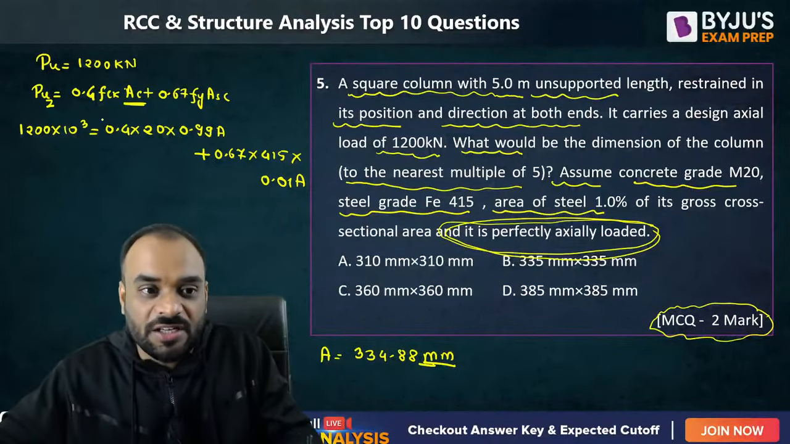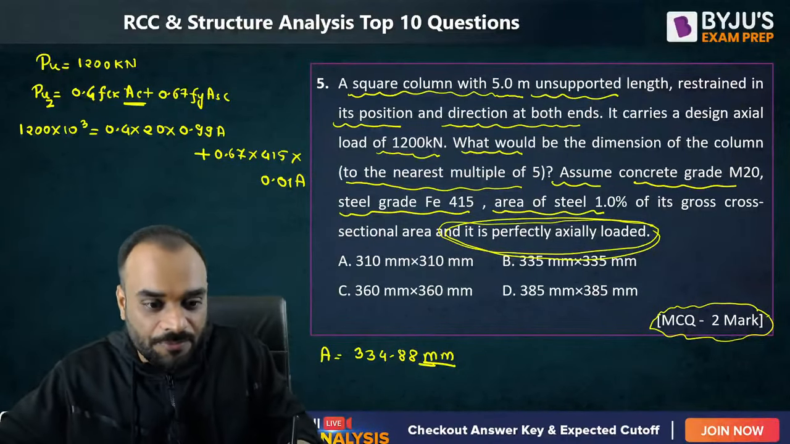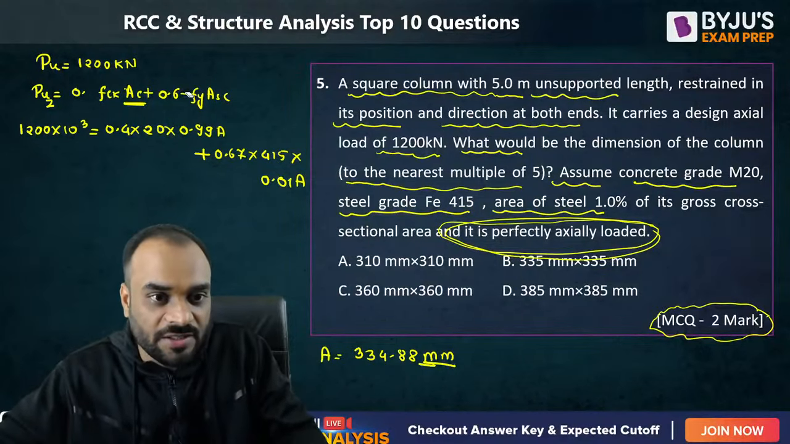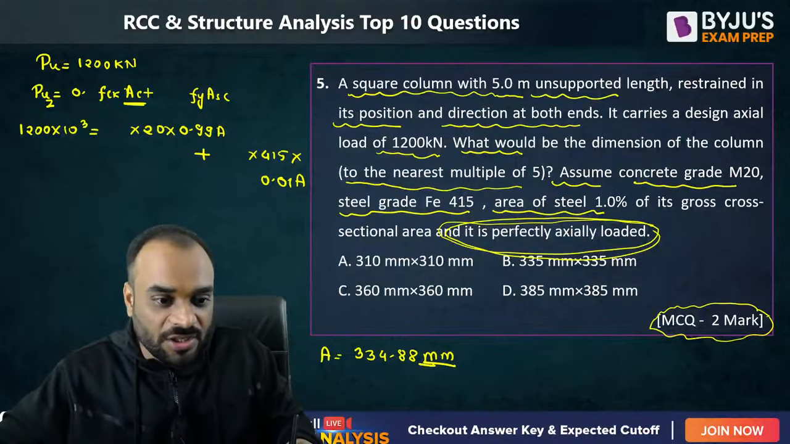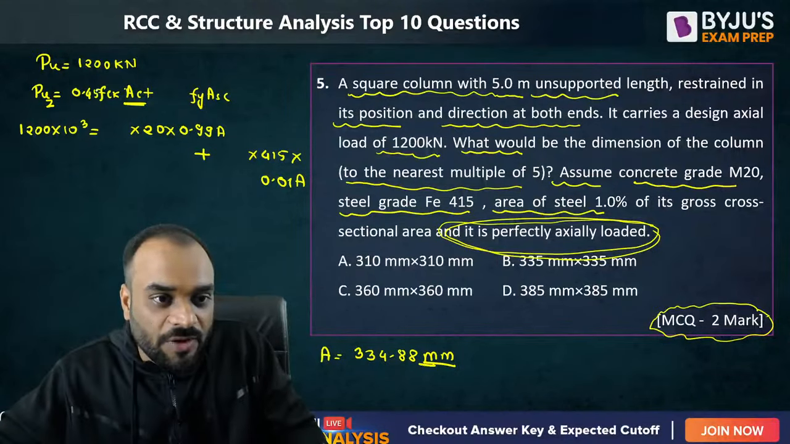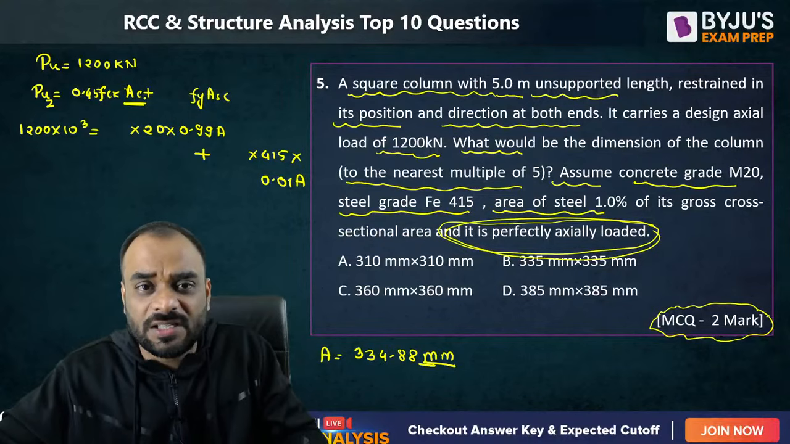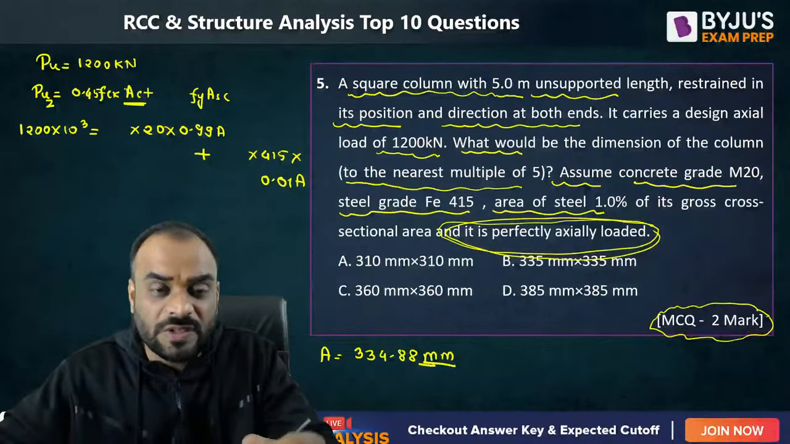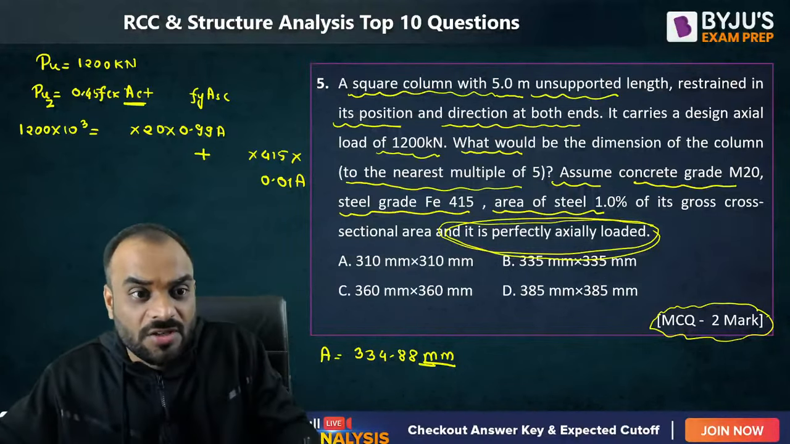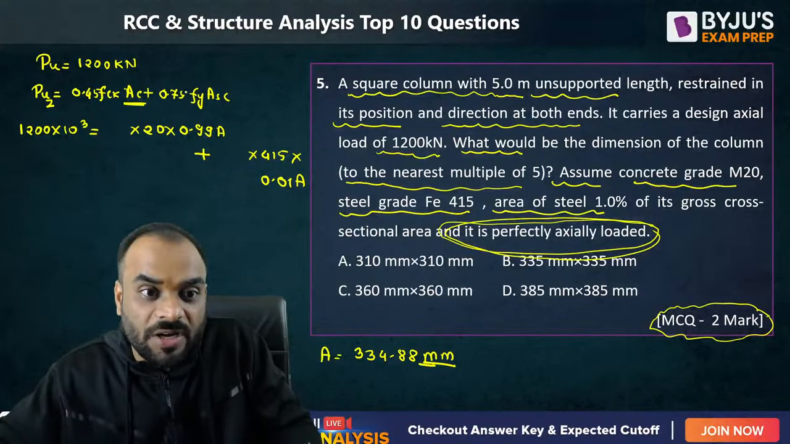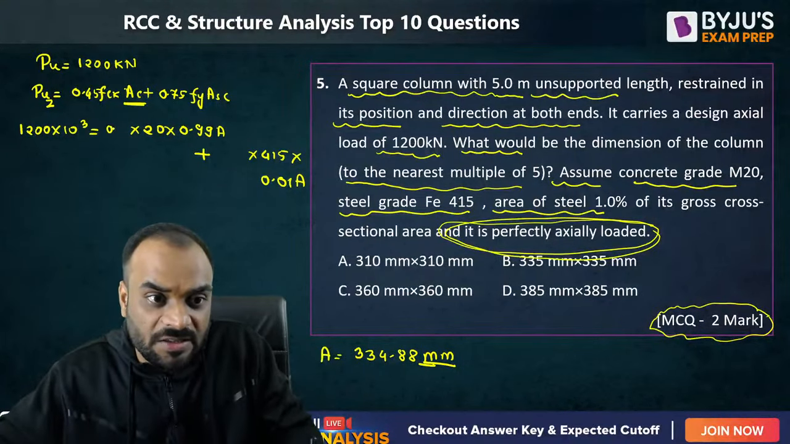If it is Puz, then this value will be 0.45. Let me change it. I know that a lot of students are there. Why they are not giving the answer? This is the reason. This is 0.45. और मैंने क्यों सॉल्व करा? मैंने इसलिए करा ताकि आपको पता रहे कि ये गलती नहीं करना एग्जाम में, right? Don't do such type of mistake in the exam. Okay. So 0.45 fck into Ac plus 0.75 fy into Asc, right? This is the formula.